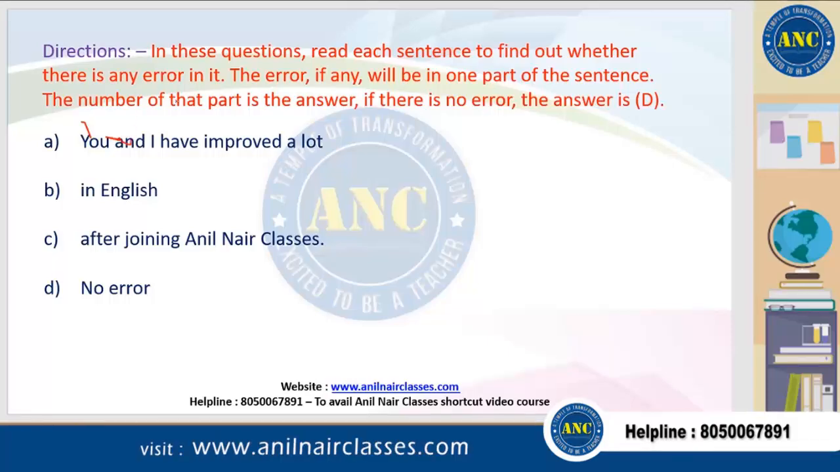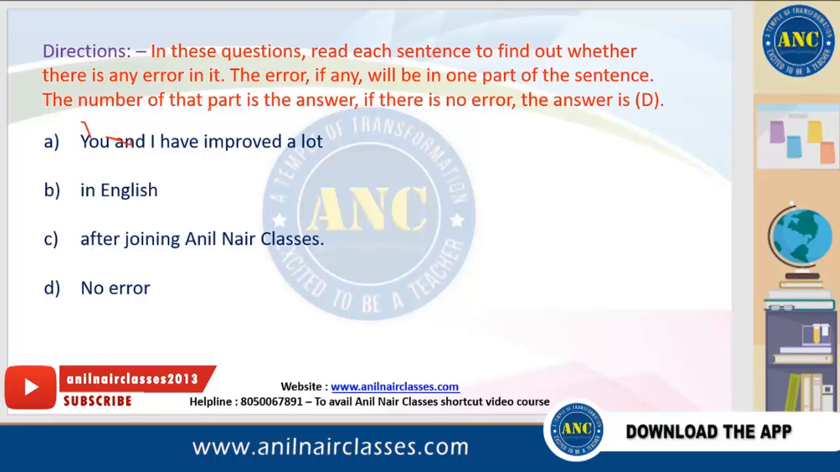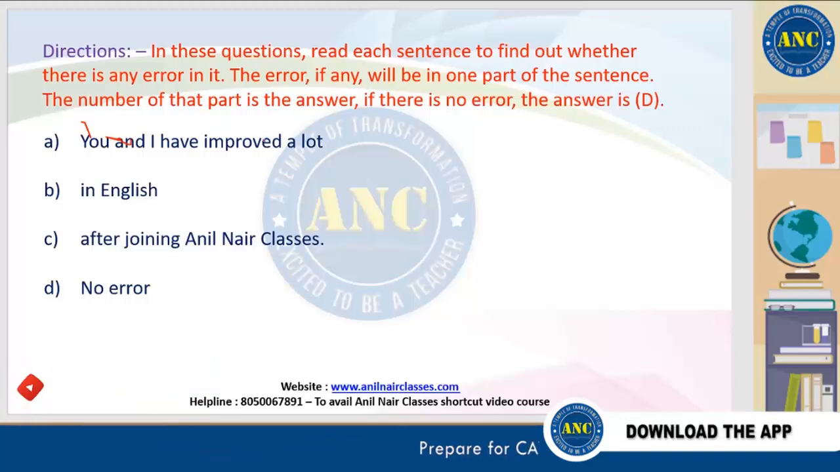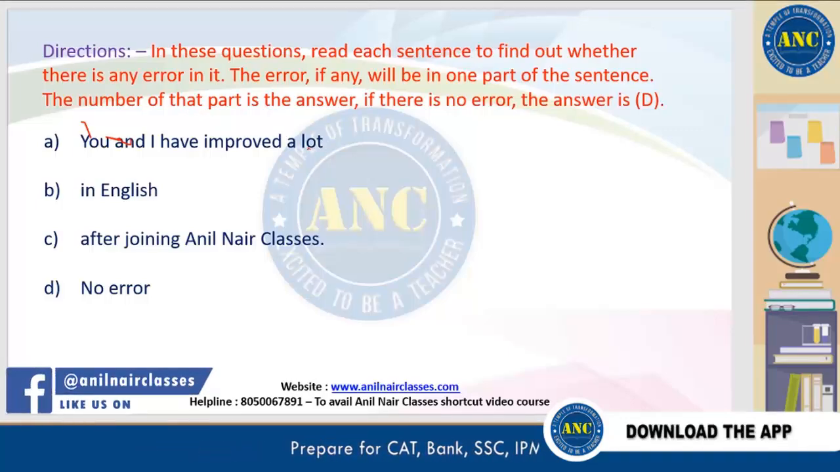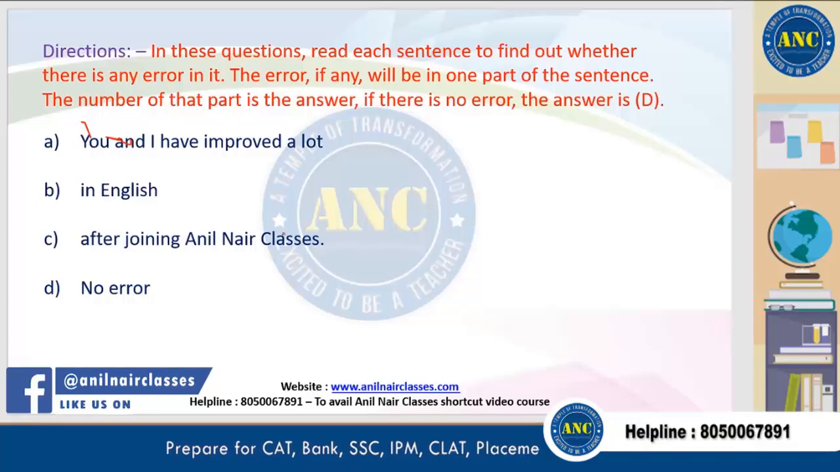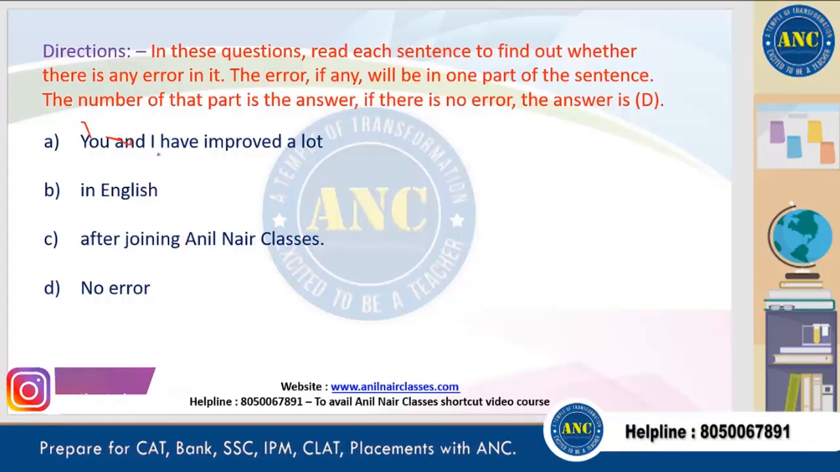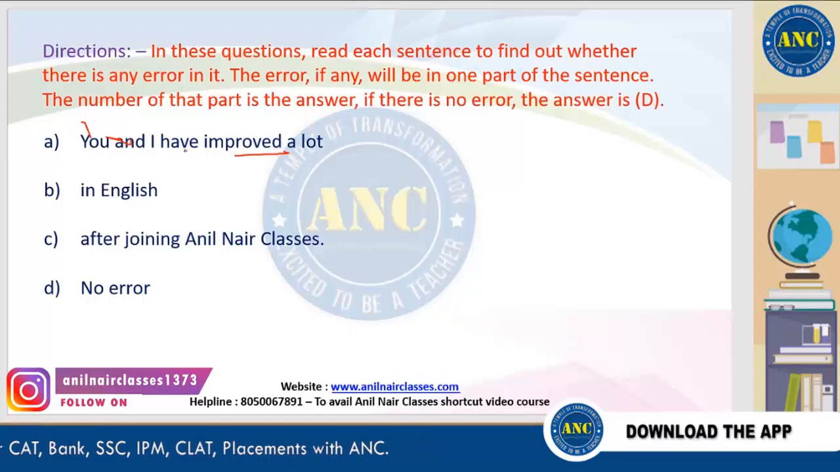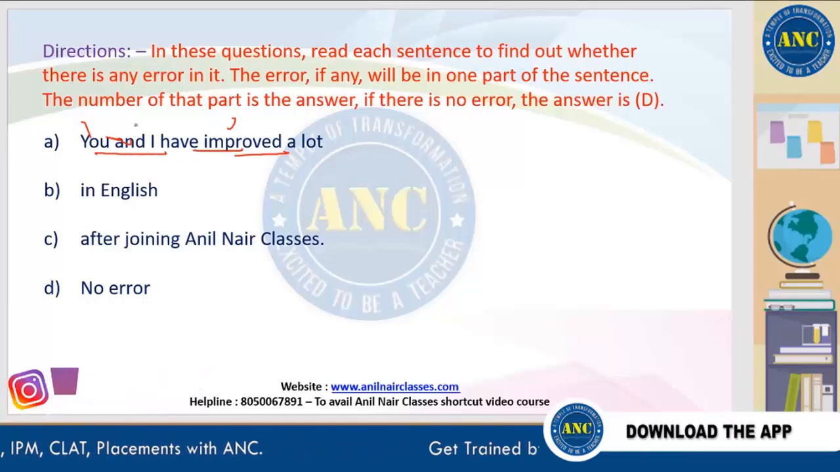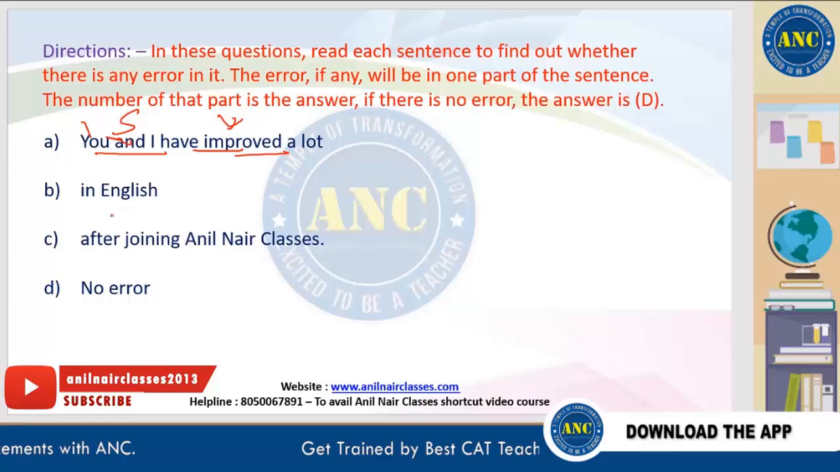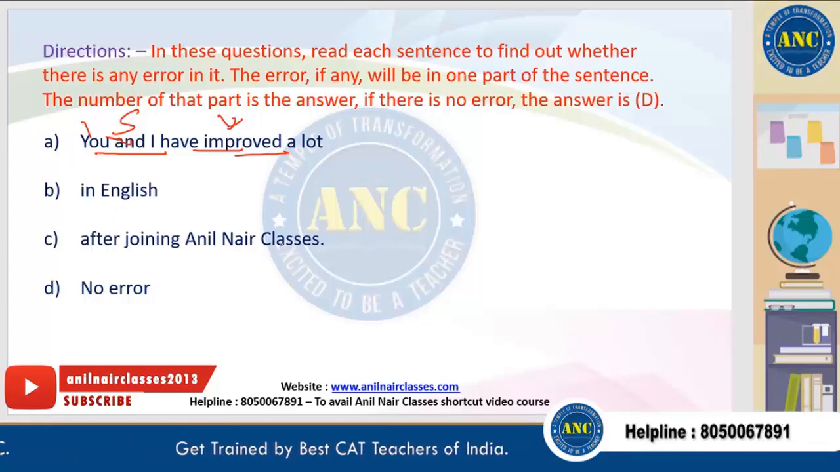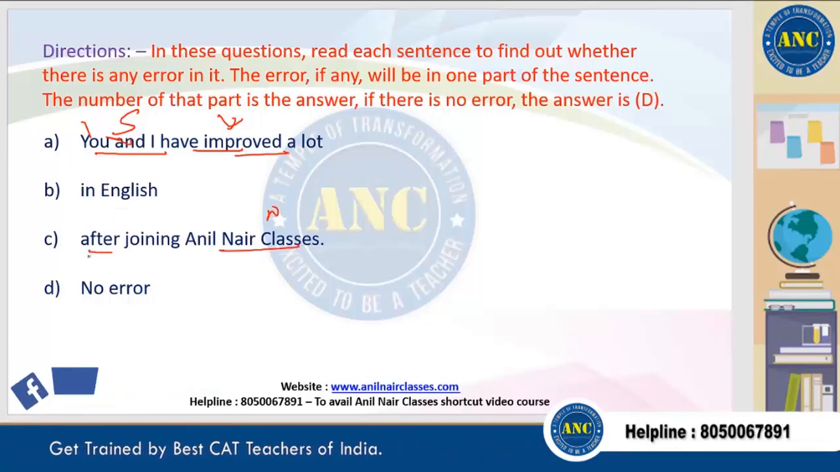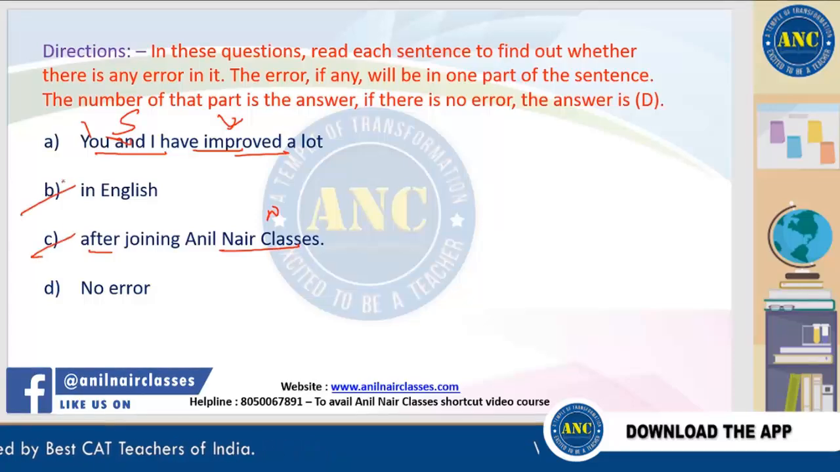Yeah. So let's move ahead to the next question. It says, "You and I have improved a lot in English after joining Anil Nair classes." So perfectly fine. Who have improved? You and I. You and I is the subject. This is the verb. In English after joining Anil Nair classes, this is noun. This is preposition. Perfectly fine. There is no error in this.